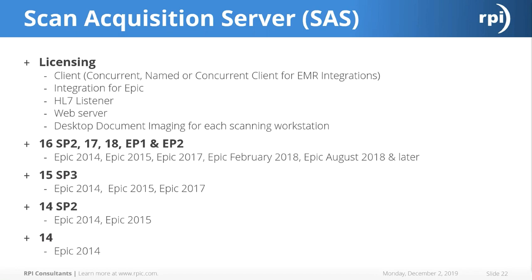And then just a few things to keep in mind for this. If you're upgrading the scan acquisition server from a version of OnBase prior to OnBase 16, you must update the acquisition server prog ID in Epic. And then, of course, also a good idea to back up that Epic integration.config file.